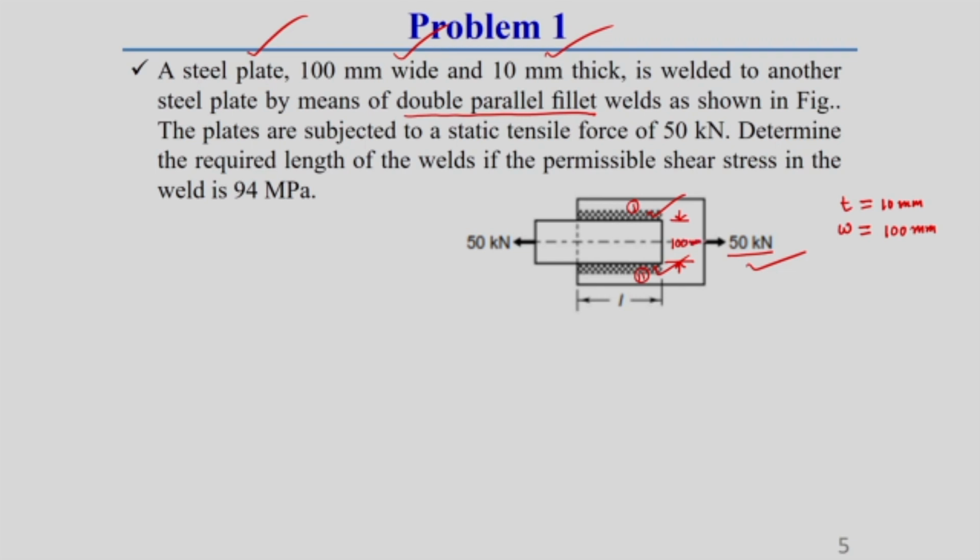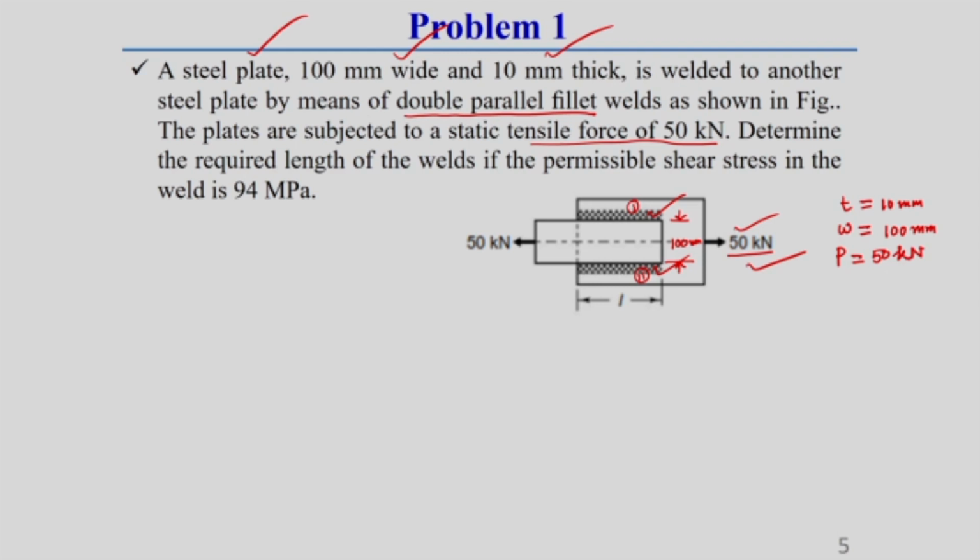Okay. Now, the plates are subjected to a static tensile force 50 kilonewton. So, this is a force which is acting here, 50 kilonewton. As the force is parallel to the length of this weld, that is why it is called parallel fillet weld actually. So, what are the things required to do? So, here external load P is equal to how much? 50 kilonewton.